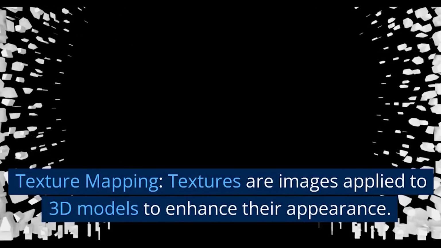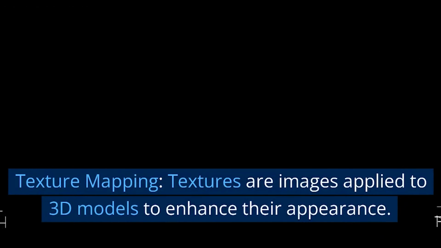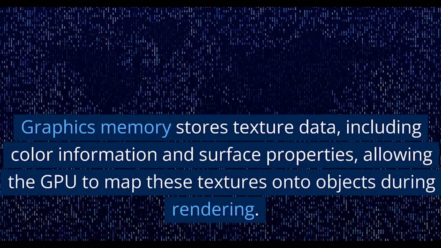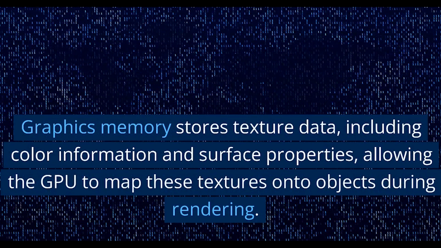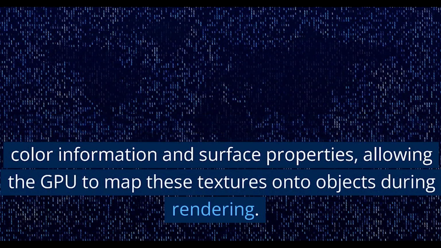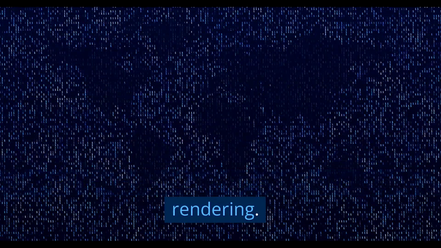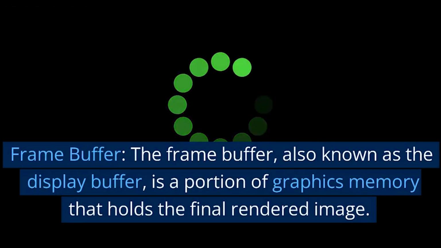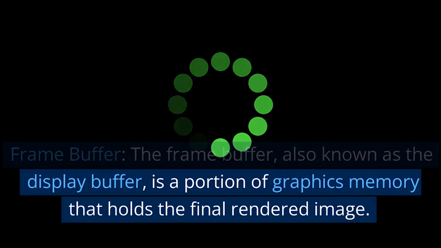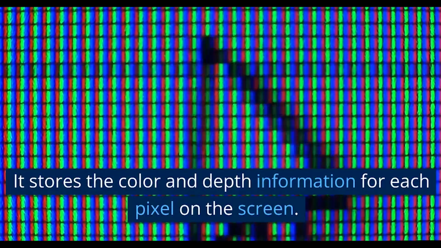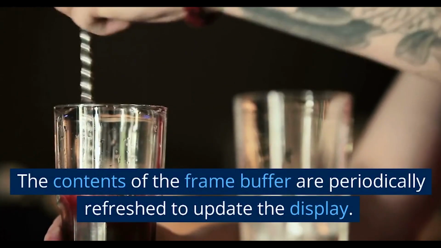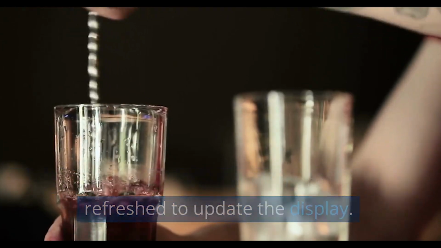Texture mapping. Textures are images applied to 3D models to enhance their appearance. Graphics memory stores texture data, including color information and surface properties, allowing the GPU to map these textures onto objects during rendering. Frame buffer. The frame buffer, also known as the display buffer, is a portion of graphics memory that holds the final rendered image. It stores the color and depth information for each pixel on the screen. The contents of the frame buffer are periodically refreshed to update the display.